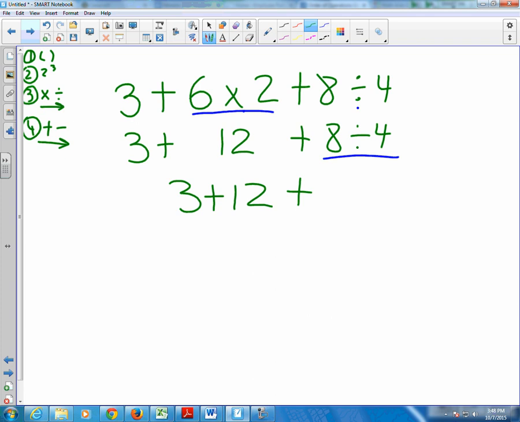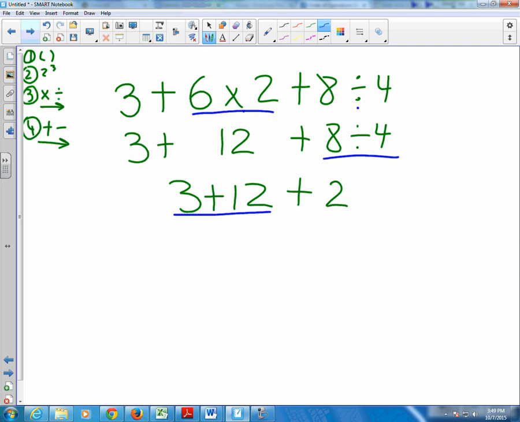8 divided by 4 is 2. I write it on the following line. Now I have my new problem: 3 plus 12 plus 2. Which one do I do? I go to my fourth step, addition or subtraction. I have two additions. I have to do the one that comes first from left to right.